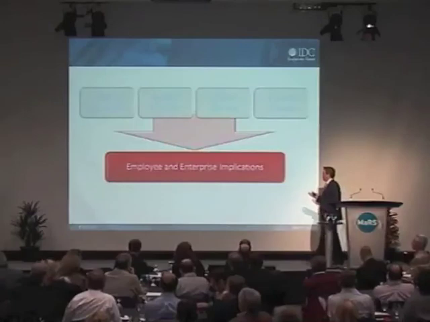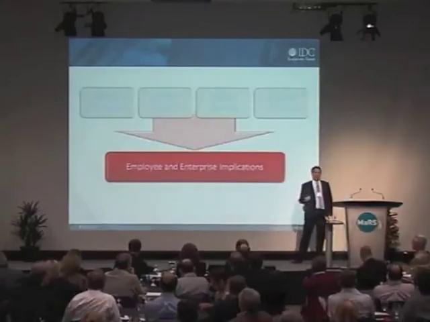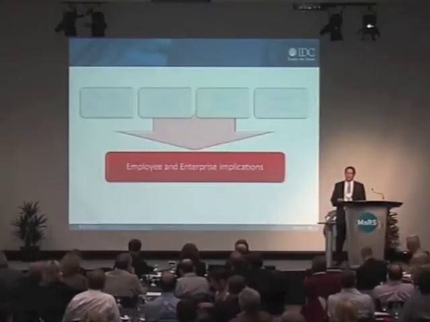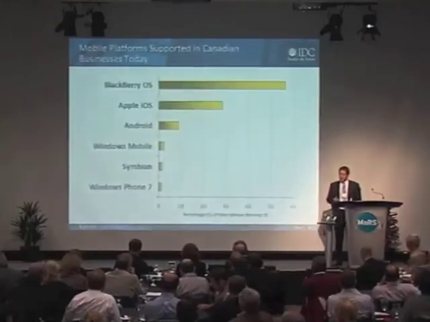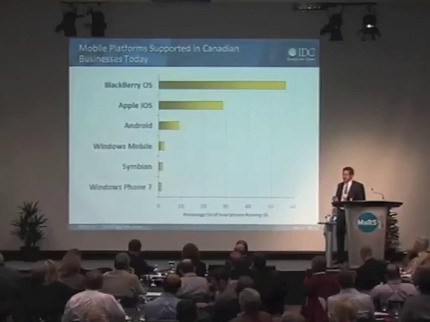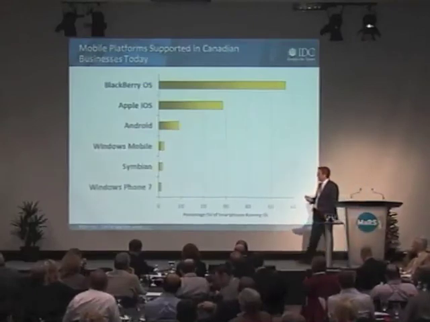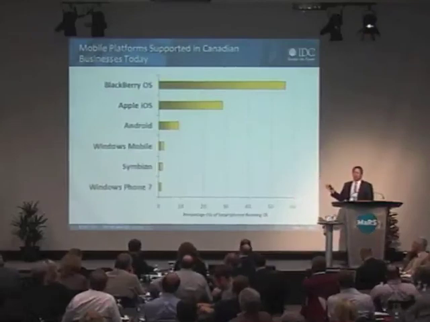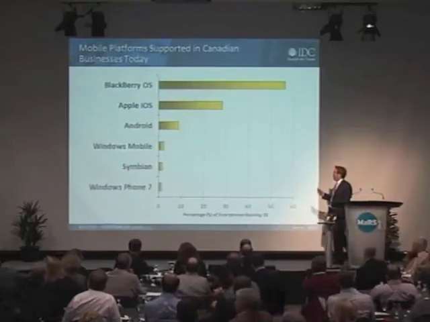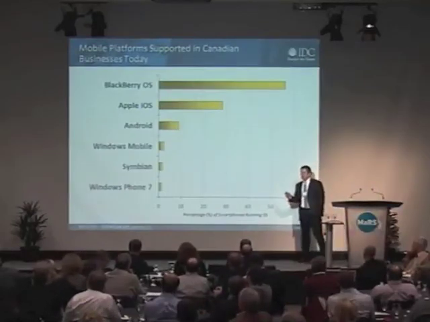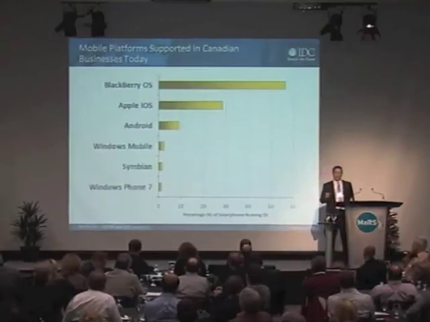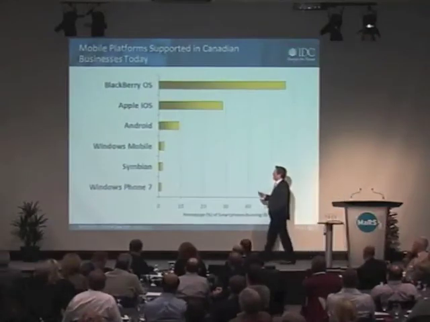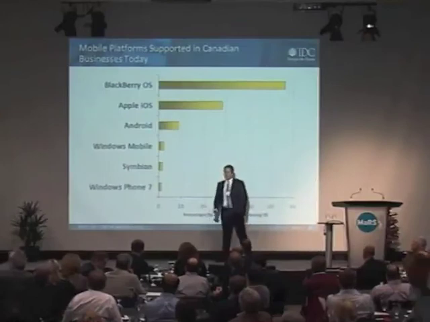So what's the decision making looking like in the enterprise, and what's the status of Canadian organizations today? One way to look at that is the mobile platforms supported by Canadian businesses. This comes from a survey just in June of this year for Canada. We see the dominance still of BlackBerry OS at over 50%, but Android and iOS are being supported in the enterprise increasingly so. These numbers, Apple and Android, have basically doubled since last year.